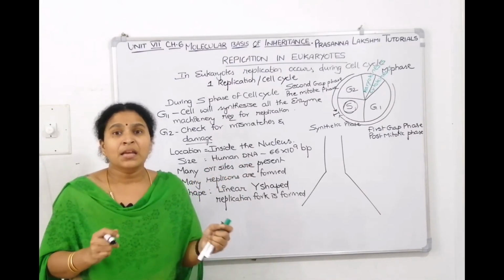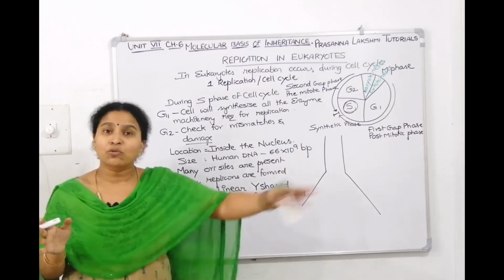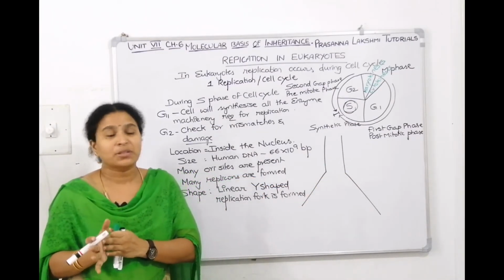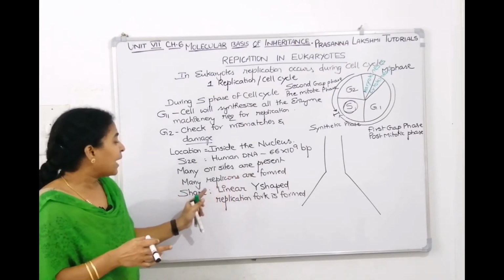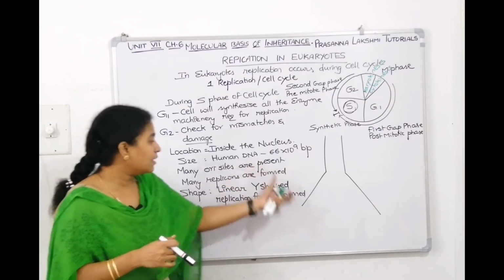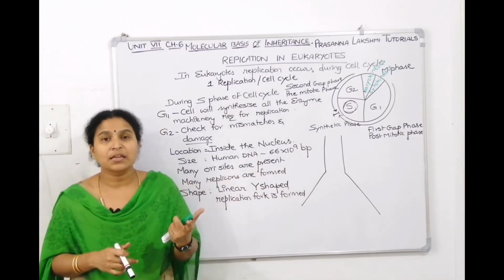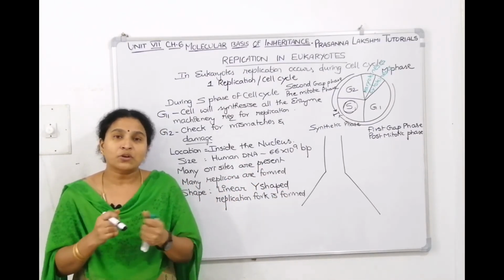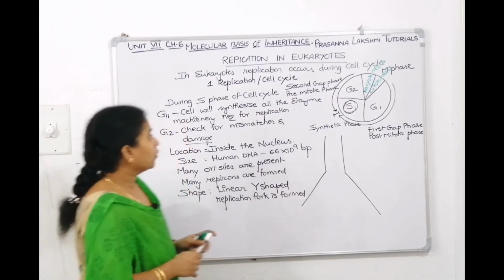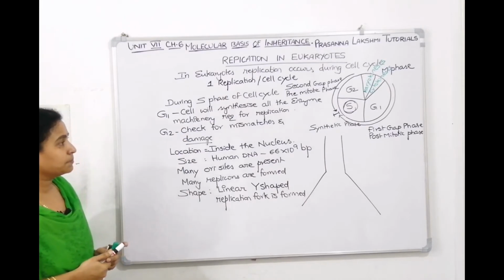Such a big DNA, if it has to be replicated from this end to that end with one ori site, it's not possible. That is why they have many ori sites, and then many replicons are formed. Bacterial DNA is circular, eukaryotic DNA is linear. When you try to open it, a Y-shaped replication fork is formed. If you want, you can take a screenshot of this.